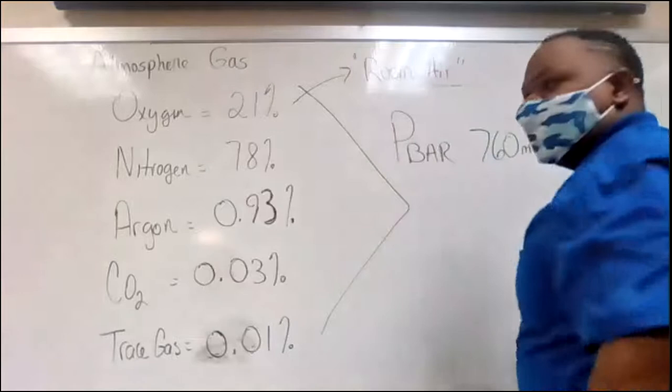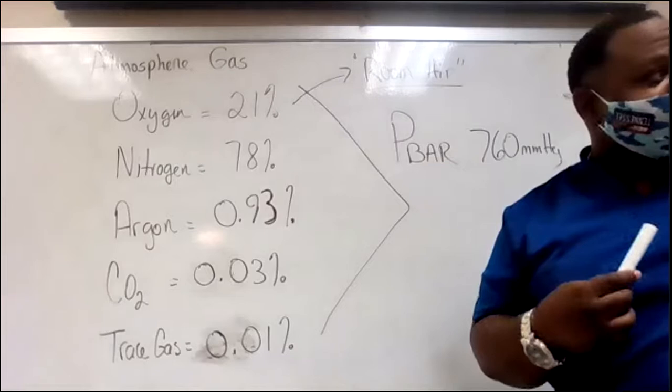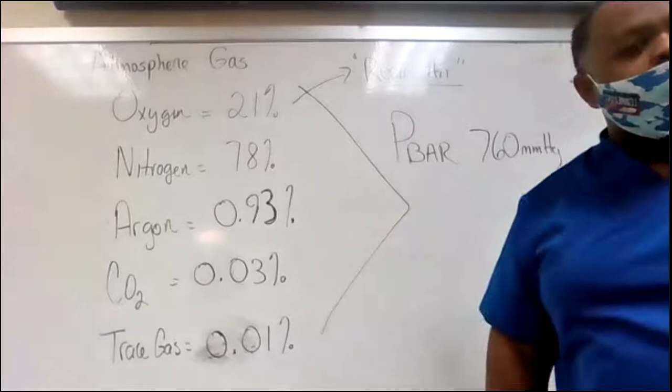When we say a patient is on room air, that means they are breathing in 21% oxygen, like you are right now, like I am right now. Everybody that's not on oxygen, that's not getting any supplemental oxygen, like in a nasal cannula or oxygen mask, if you're just breathing regularly like everybody else, you are breathing in room air, which is 21% oxygen.